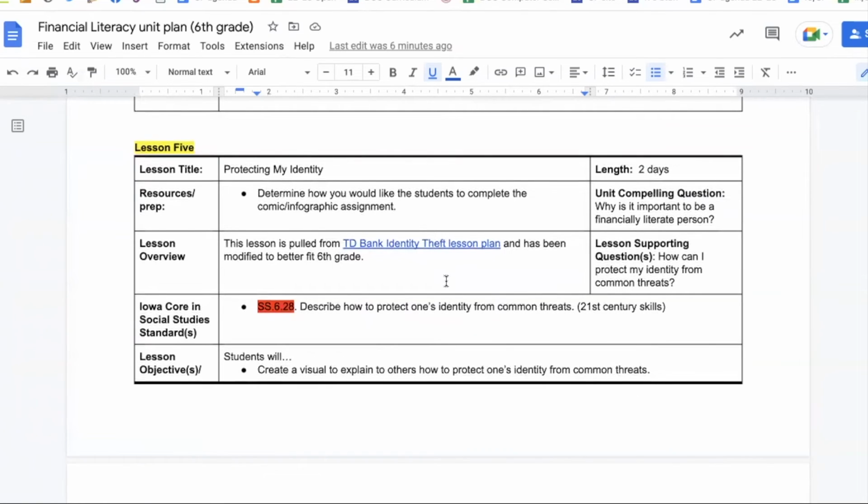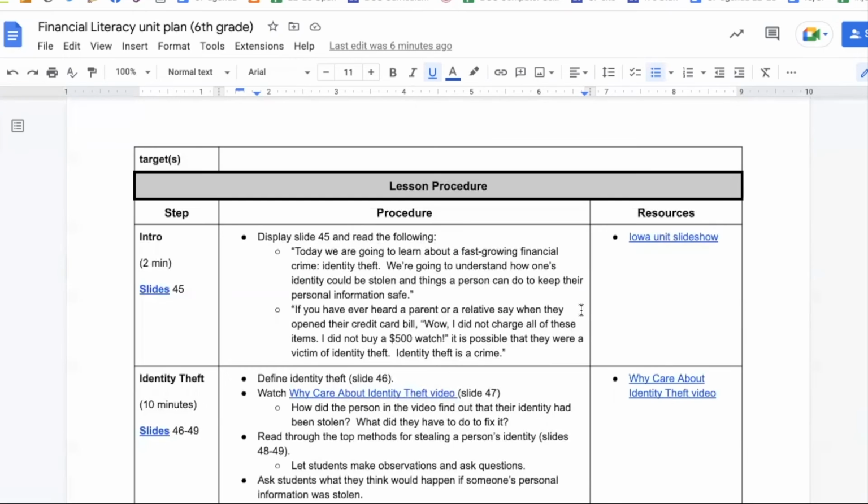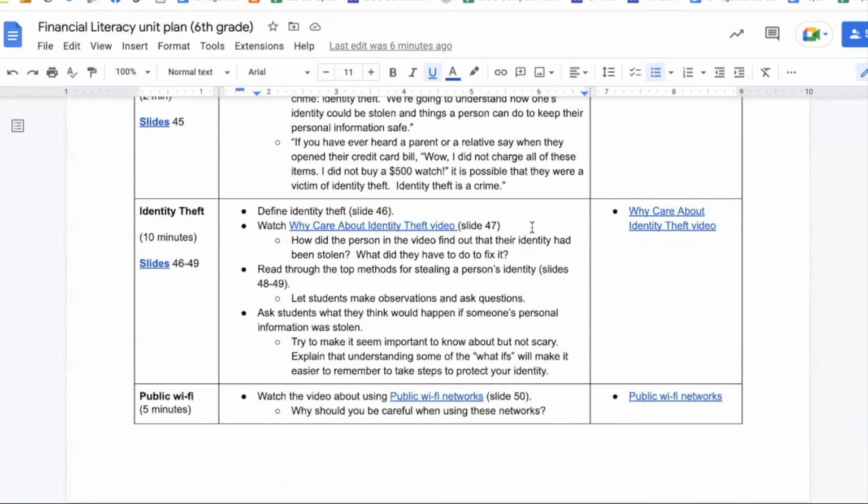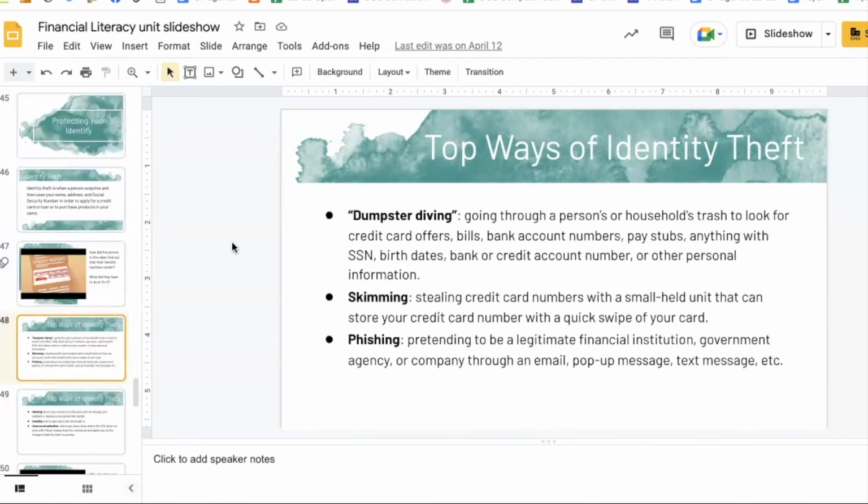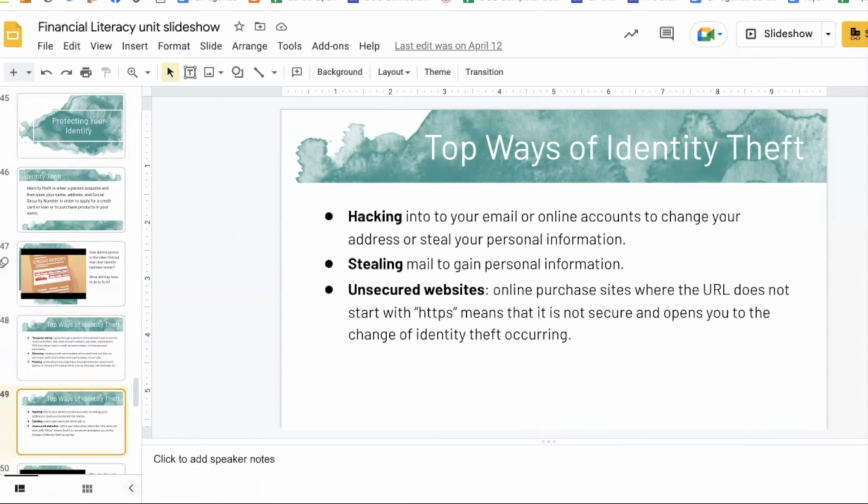Lesson 5 is called Protecting My Identity and takes 2 days to complete. And this lesson comes from the TD Bank Identity Theft lesson plan and has been a little bit modified so that it fits our 6th graders a little bit better. So we're going to talk about identity theft and focusing on why we should care about it. Then we can look through a few of the top ways of identity theft, such as dumpster diving, skimming, phishing, hacking, stealing, and unsecured websites.